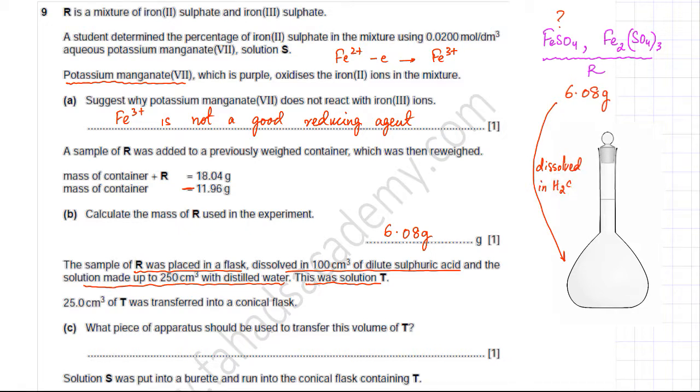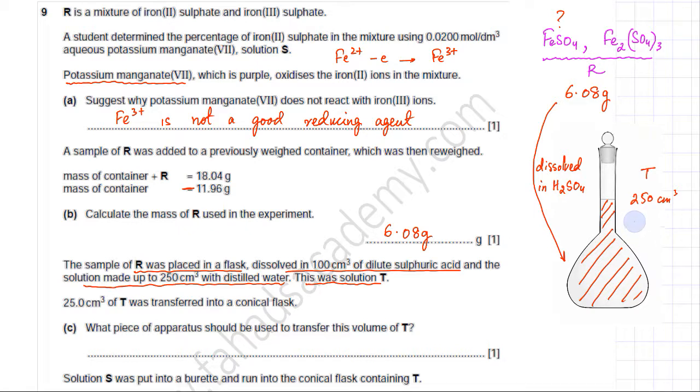So H2SO4 would not react with FeSO4 or Fe2(SO4)3. Instead, it's going to make the solution acidic, but it would try and dissolve. So we're going to get a solution, and he's adding distilled water and making the solution up to 250 cm³. So now we have a 250 cm³ solution, and the name given to the solution is solution T.